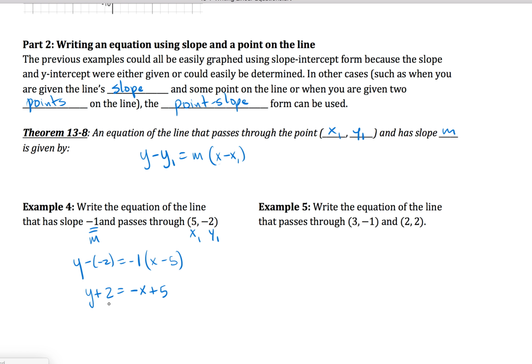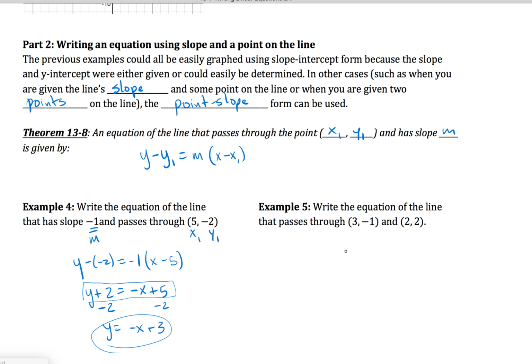But if I wanted to take it one step further, I can make it look like the slope-intercept form where the y is isolated by itself. So I just subtract 2 on each side. y equals negative x plus 3. And this would be a fine answer, but this right here is also okay if you're writing the equation of a line. Now let's look at the next one.